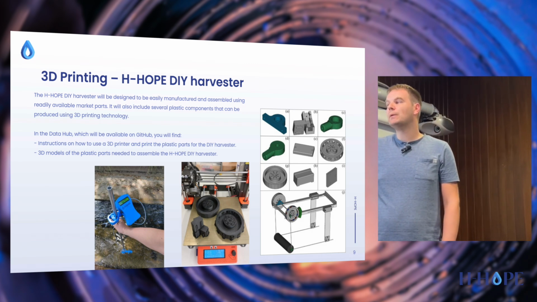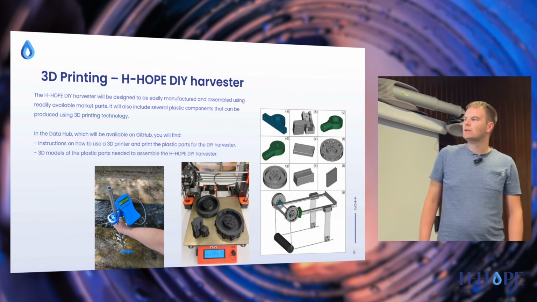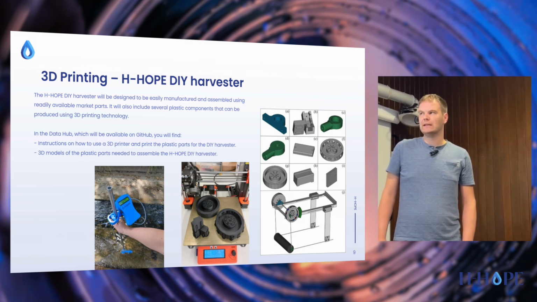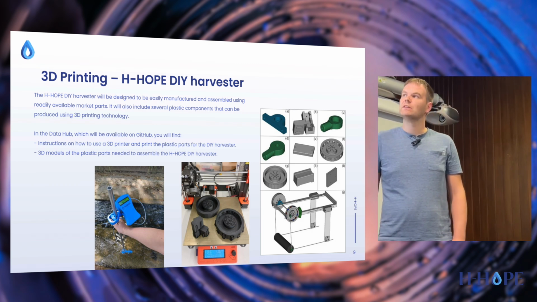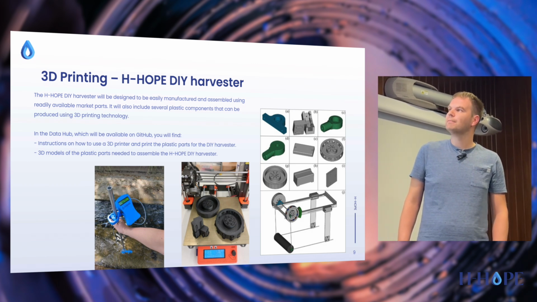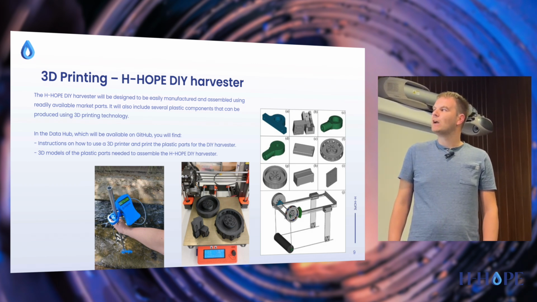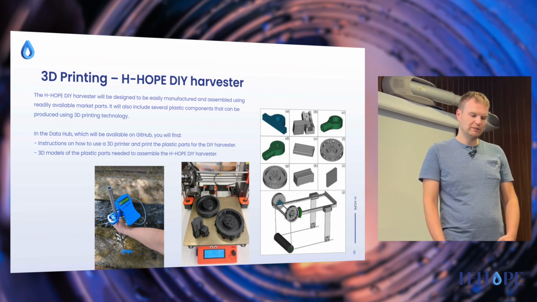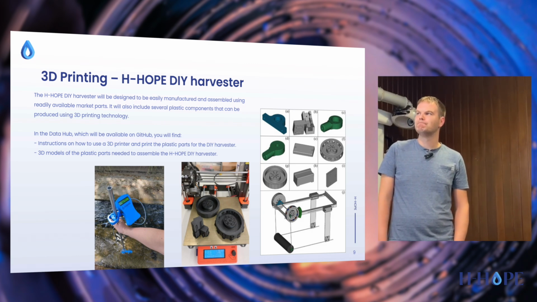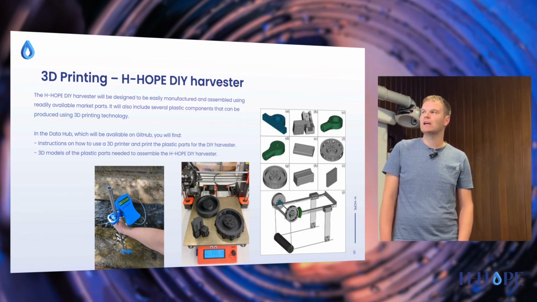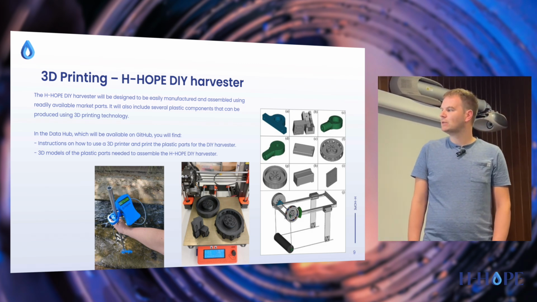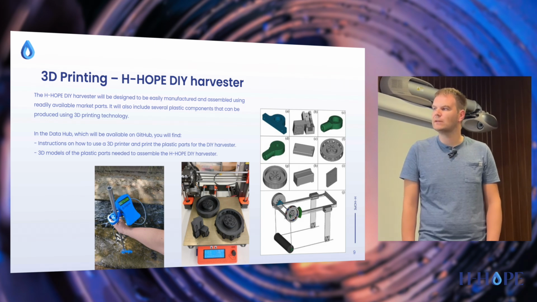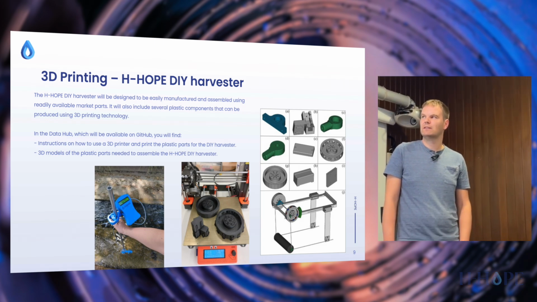We will create a data and knowledge hub, which will be available in GitHub. On this data and knowledge hub, there will be instructions on how to use a 3D printer and how to print plastic parts for the do-it-yourself harvester. It will also have 3D models of the plastic parts that will be needed to assemble the H-Hope do-it-yourself harvester.